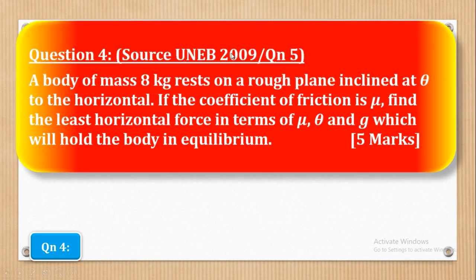So now we shall go to question 4, and question 4 came from UNEB 2009 paper 2 question 5, and says: a body of mass 8 kilograms rests on a rough plane inclined at theta to the horizontal. If the coefficient of friction is mu, find the least horizontal force. Note that word, least horizontal force, in terms of mu, theta and g, which would hold the body in equilibrium. So first thing to do is to make a sketch of the given information.